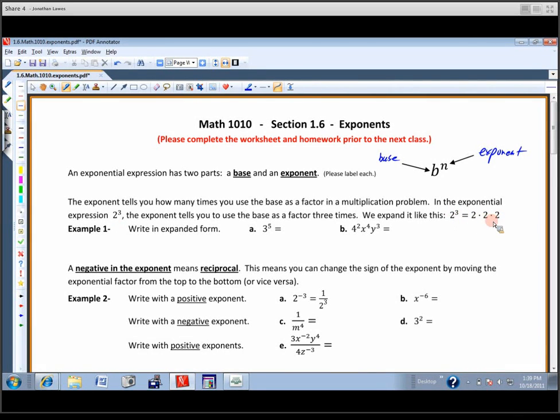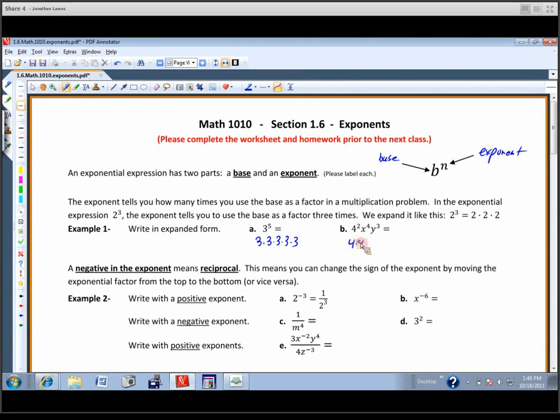And we call this expanded form. So 2 to the third really means 2 times 2 times 2. We use it 3 times again. So if I have 3 to the fifth, I'm going to use 3 5 times. And it's literally that simple if we're just writing an expanded form.